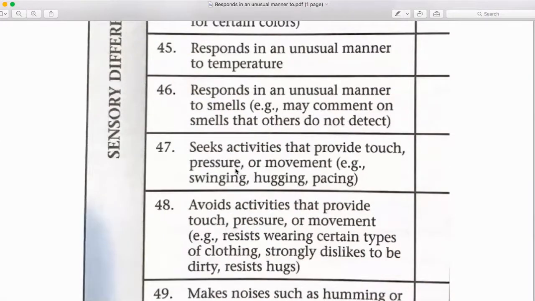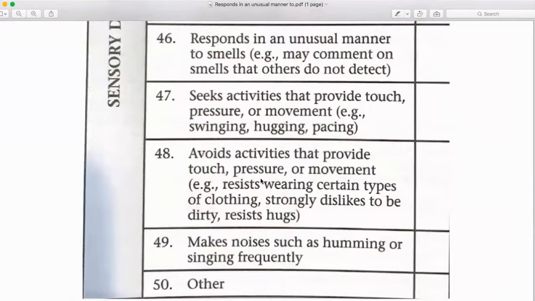Do they seek activities that provide touch, pressure, or movement? For example, swinging, hugging, or pacing. Do they avoid activities that provide touch, pressure, or movement? For example, do they resist wearing certain types of clothing? Strong dislikes to be dirty, resist hugs? Do they make noises such as humming or singing frequently?